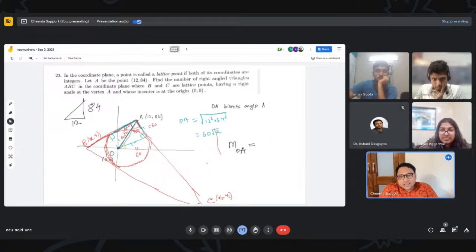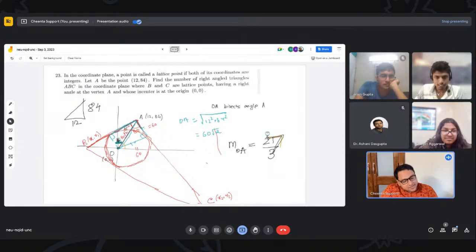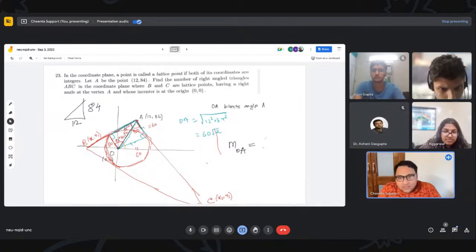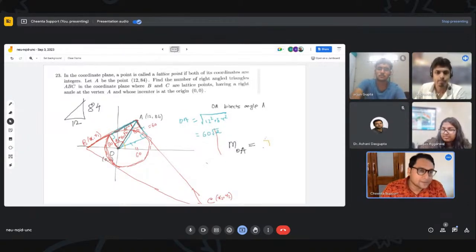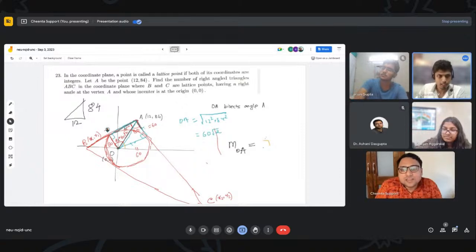What we can say is that this is 45 degrees, right? This is 45 degrees and this is 60. The length of OT is 60. There is a unique line.